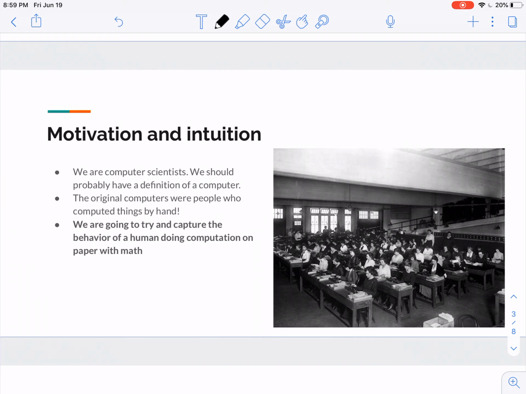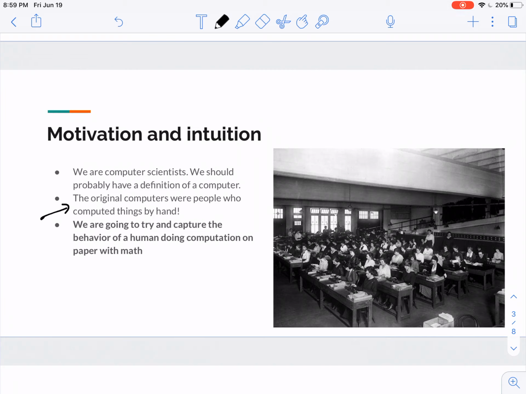And as a little bit of history, originally, before we had these mechanical technological computers, computer was a job. It was a profession that somebody had, and you would just compute things by hand. So when they defined the Turing machine, they defined it to capture this intuition, right? Because that's what the computer was. A computer was just like a person who looks at some stuff on paper and then writes out some results.